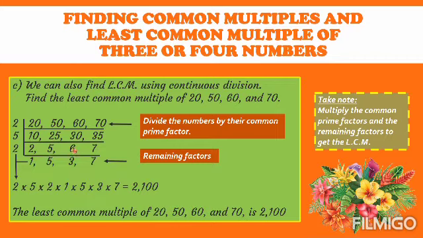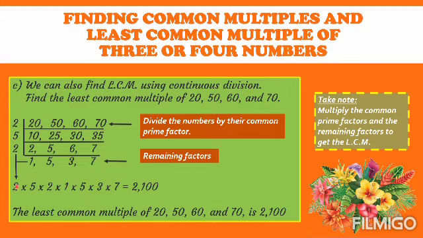6 divided by 2, it's 3. And then 7 divided by 2, it cannot be. So bring down 7. So since we already have 1 here, class, that's a clue that you need to stop solving. So these are the remaining factors. Now we'll just copy all the numbers here.